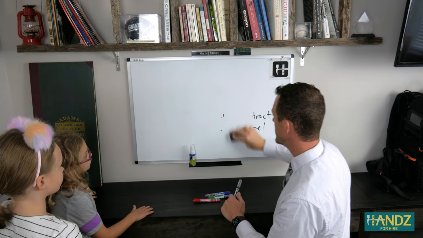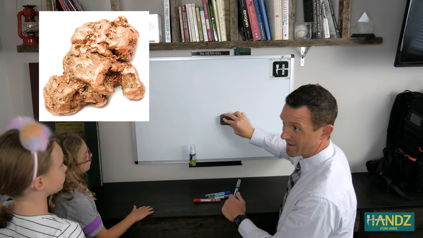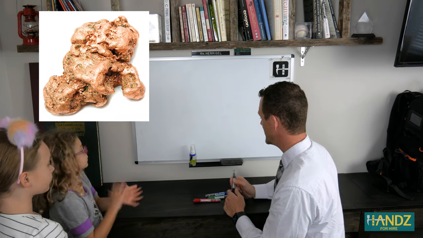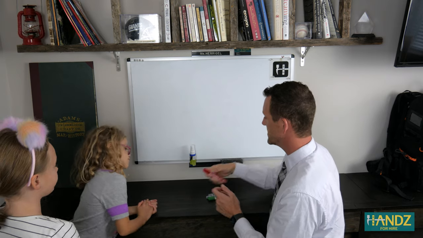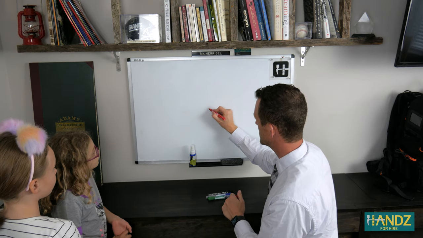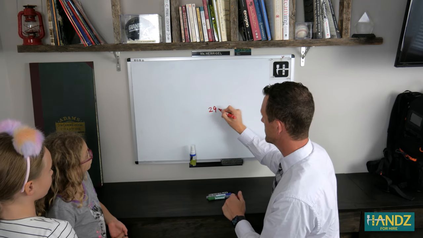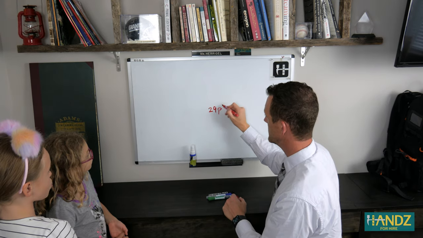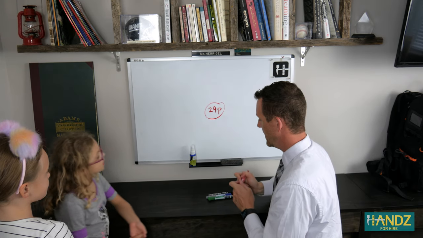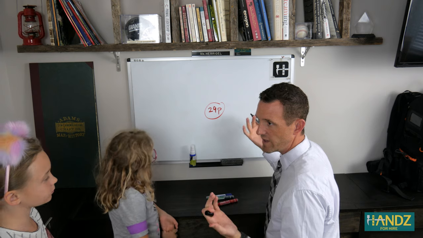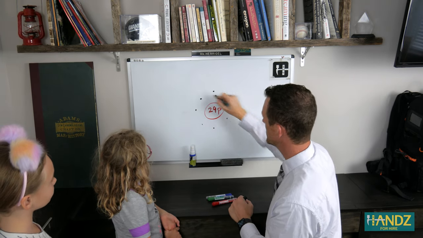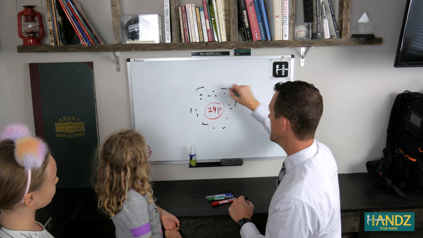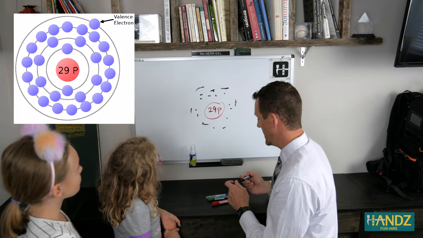Do you know what most wires are made out of? Copper, right? Okay, so if we have something like copper, copper actually has 29 protons in its nucleus. And when it's perfectly balanced, it has 29 electrons on the outside.